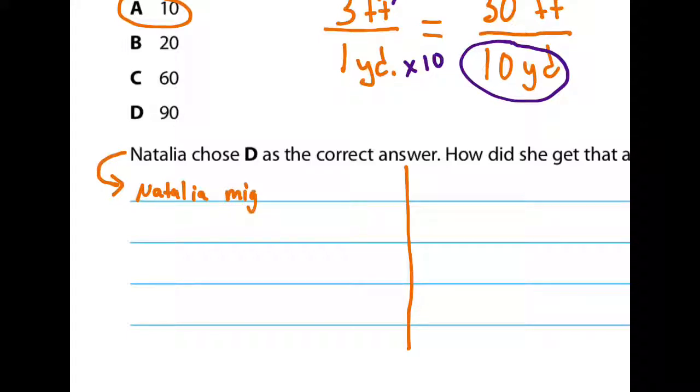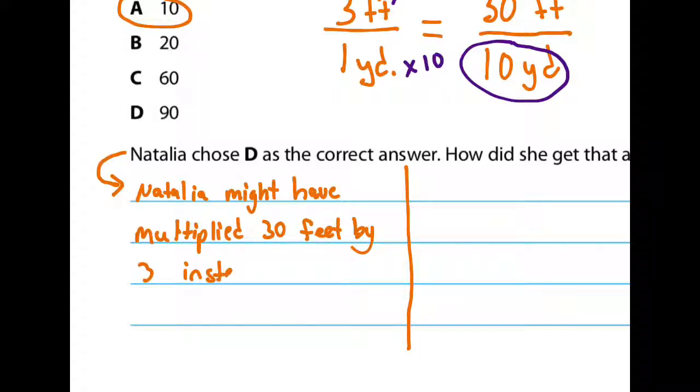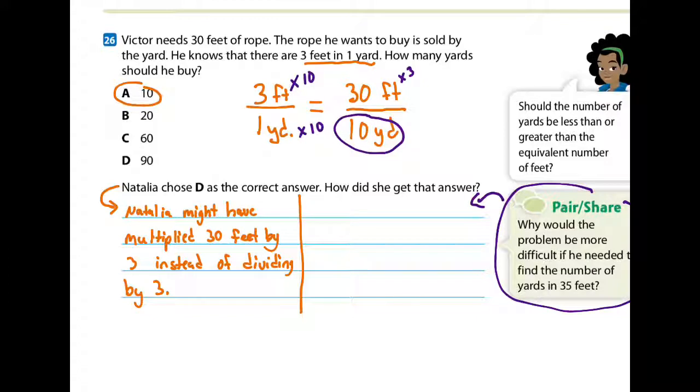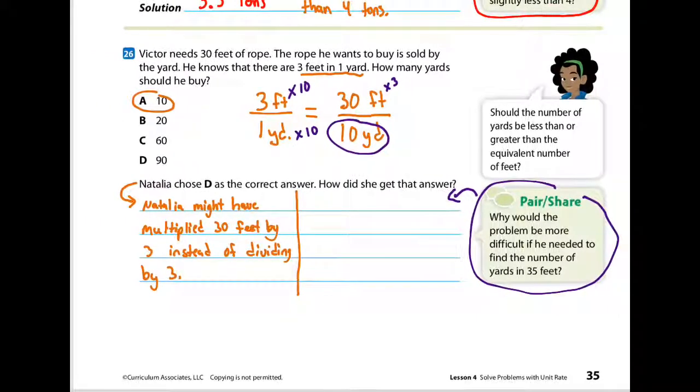might have, because who knows what she did, multiplied 30 feet by 3 instead of dividing by 3. I don't know. Maybe that's what she did. Maybe she did something different. So whatever you have there is going to be fine. Now the last thing, why would the problem be more difficult if he needed to find the number of yards in 35 feet? So in order to answer this one, I'm actually going to go up and solve that.